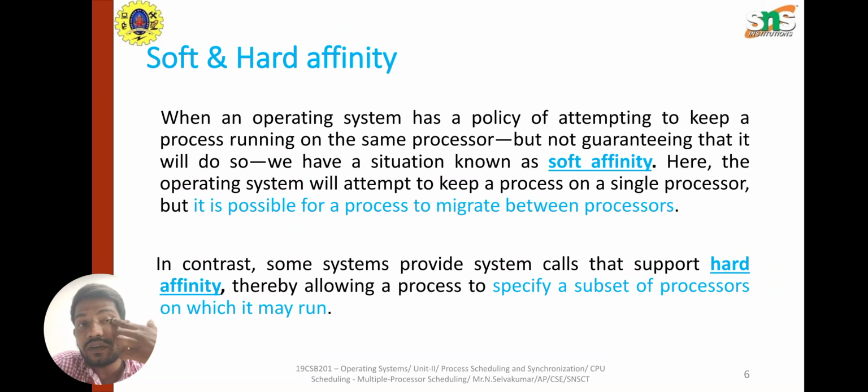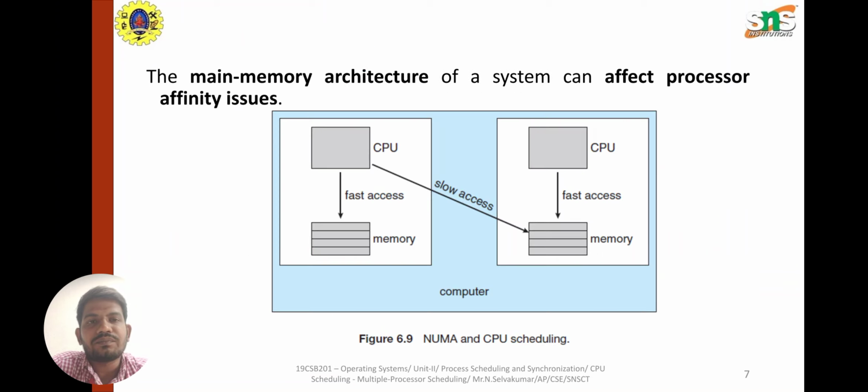Soft and hard affinity. When an operating system has a policy of attempting to keep a process running on the same processor, but not guaranteeing that it will do so, we have a situation known as soft affinity. Here the operating system will attempt to keep a process on a single processor, but it is possible for a process to migrate between processors. In contrast, some systems provide system calls that support hard affinity, thereby allowing a process to specify a subset of processors on which it may run.